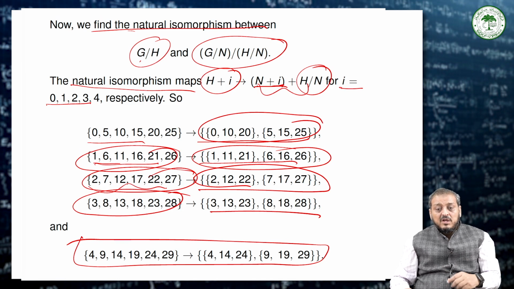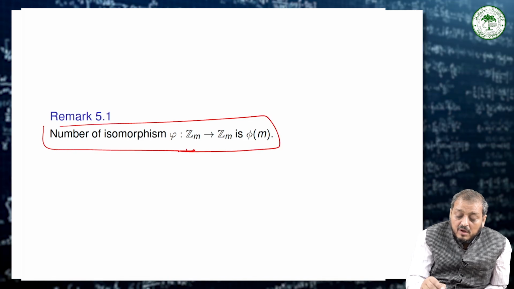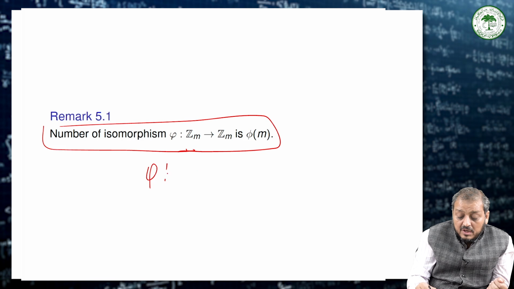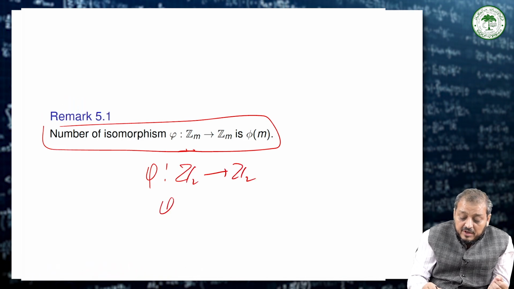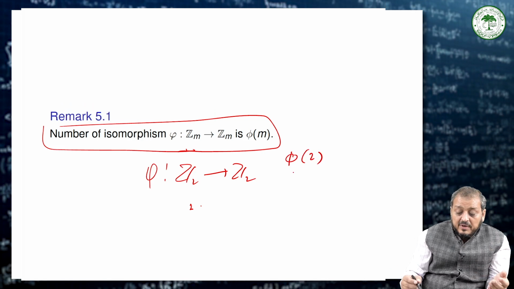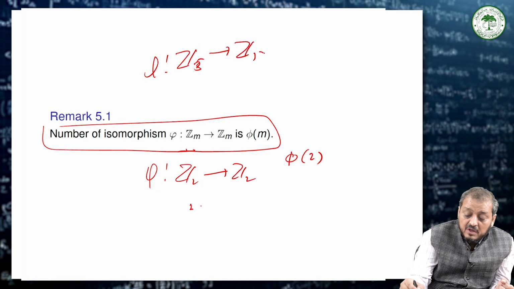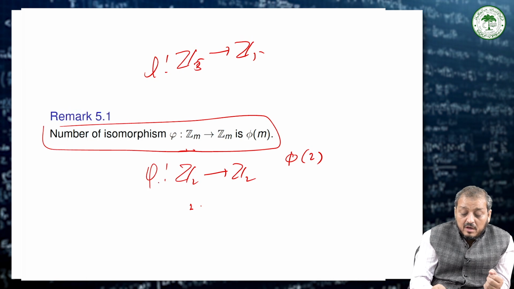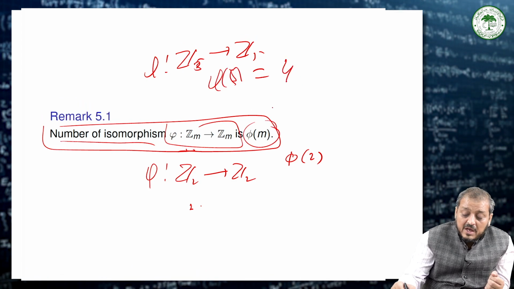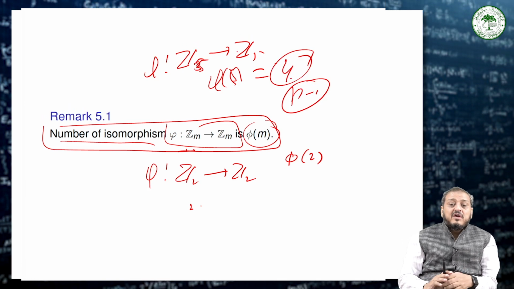We take some groups. Now I conclude with this remark. The number of isomorphisms from Zm to Zm is equal to the Euler function phi of m. For example, for Z2 to Z2 the number is phi of 2. If we take Z5 to Z5, how many isomorphisms are possible? The number is phi of 5, and because 5 is prime, phi of p is p minus 1. So there are 4 different isomorphisms from Z5 to Z5.